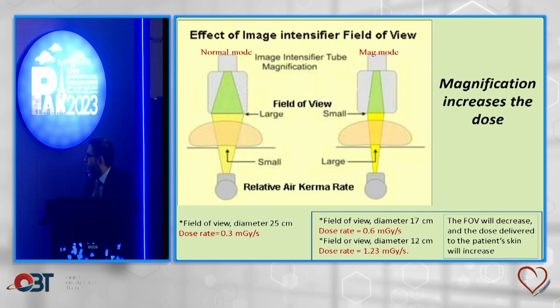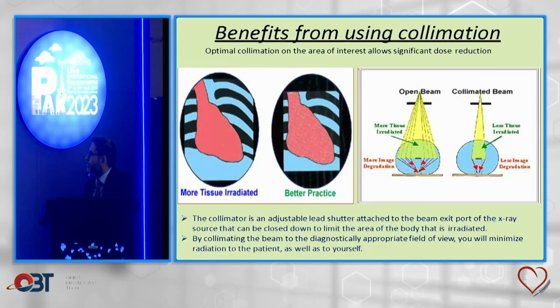So the FOV definitely will decrease and the dose delivered to the patient's skin will increase in this case. Collimators, you need to know your collimator. What is a collimator? It's a lead shutter. It's present next to the beam exit port of the X-ray. So look at this picture over here.